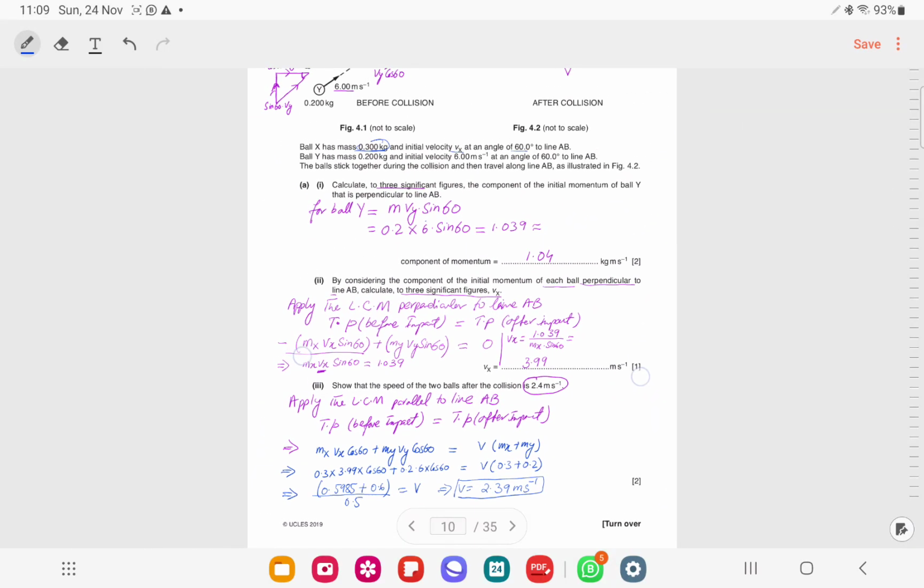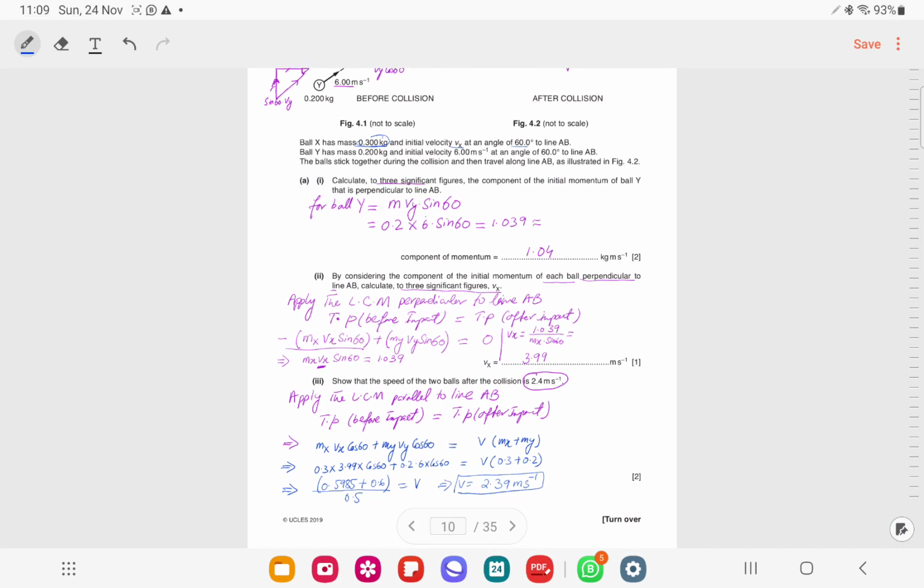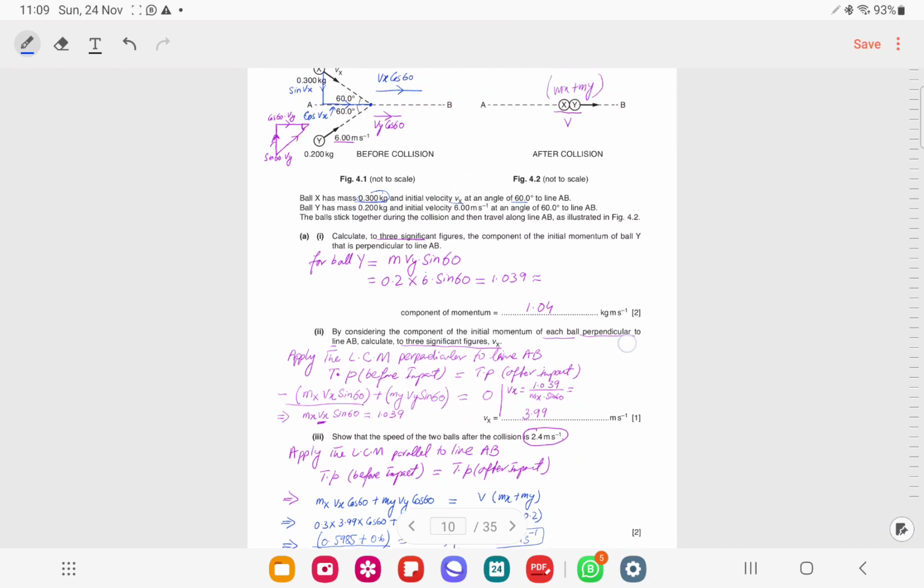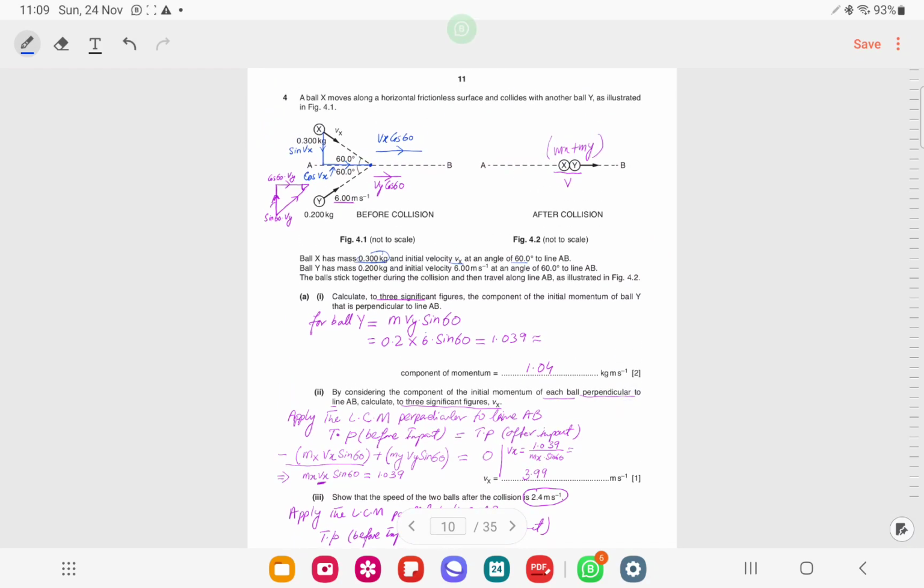So guys, see, this was a question for 5 marks total altogether, where you need to discuss the momentum of a system of particles moving with an angle. Right, now the angle is given to you before collision. There will be a situation where the angle is also given to us after collision.